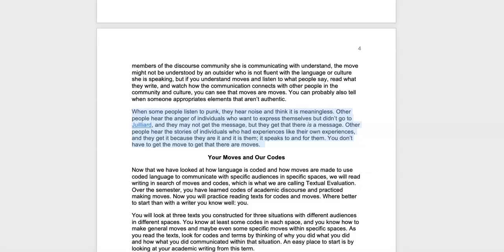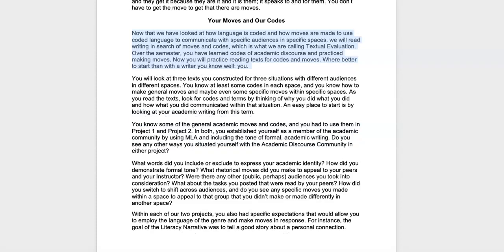Other people hear the stories of individuals who had experiences like their own experiences, and they get it because they are it and it is them. It speaks to and for them. You don't have to get the move to get that there are moves. Your moves and our codes.